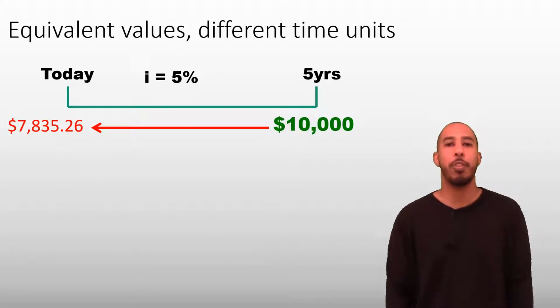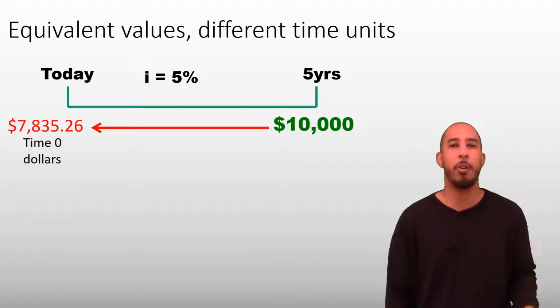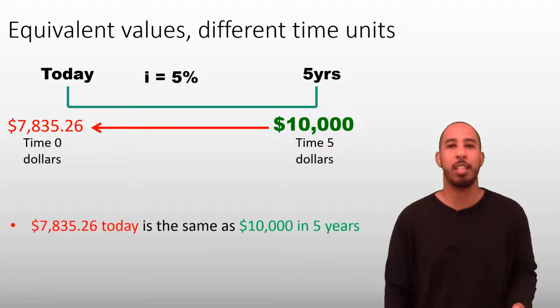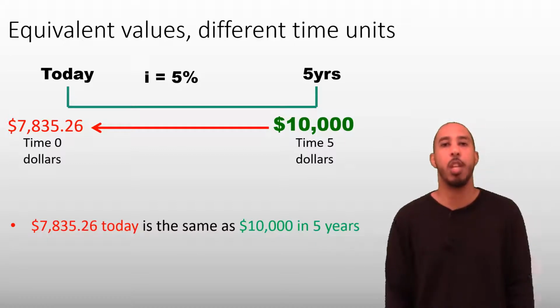It's important to note that these two values are equivalent. They just have different time units. Year 0 versus year 5. It's just as if we're comparing dollars and yen. Even though they look different, $7,835 today is equivalent to $10,000 in 5 years. If someone asks you which would you prefer to have, your answer should be, it doesn't matter. You would be indifferent because they are equal.